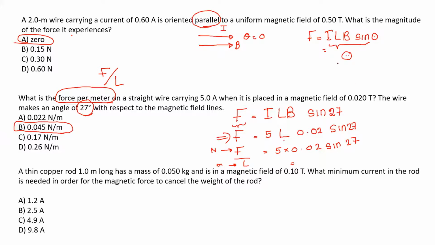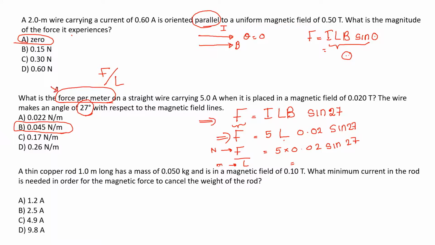Okay, now let's move to the third one. So it might look hard in the beginning. They're asking something about minimum current. When you just read "minimum current," it looks hard. So what I'm going to do is just do the problem using what I know, using the equation, and at the end I'm going to figure out what the minimum current is. Just like what I did here.